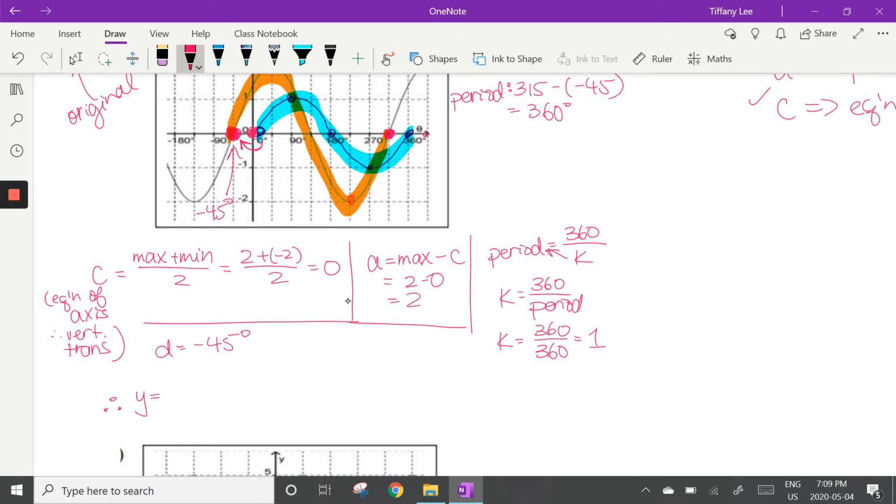Right? So our original one is y equals A sine K, bracket, X minus D, bracket, plus C. So then our equation is Y equals A is 2, sine K is 1, right? You can write it or not write it, it's fine, it doesn't matter. And then X minus negative 45, so then becomes positive, so that's X plus 45 degrees, close your bracket, plus C, which is 0, so I'll just leave it out. There you go. That is your equation for our transformed sine graph.